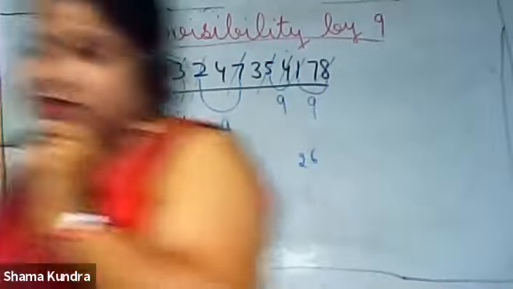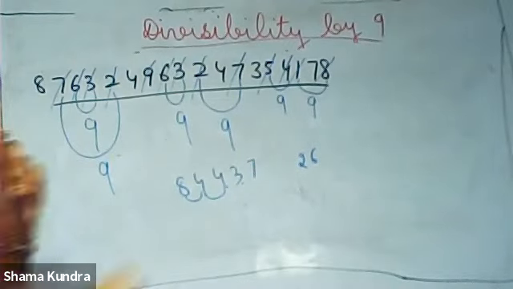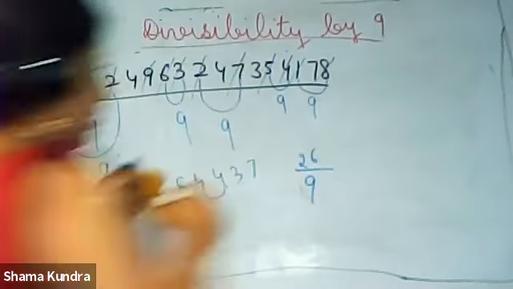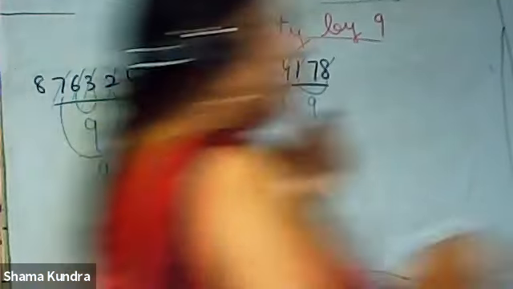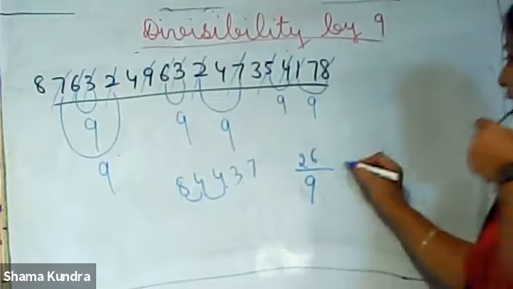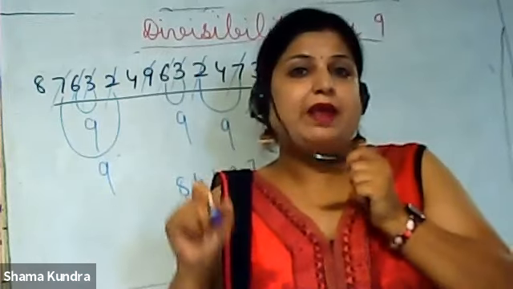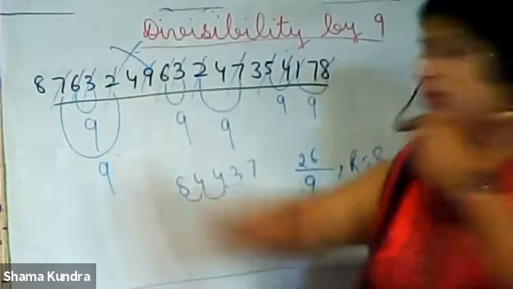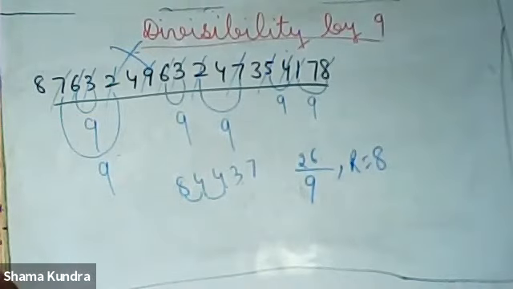Try to make the sum equal to 9 or a multiple of 9. Here I am left with 26 by 9. When I divide it by 9, I get remainder 8. Here the remainder is not 0, so this number is not divisible by 9. So the given number is not divisible by 9.